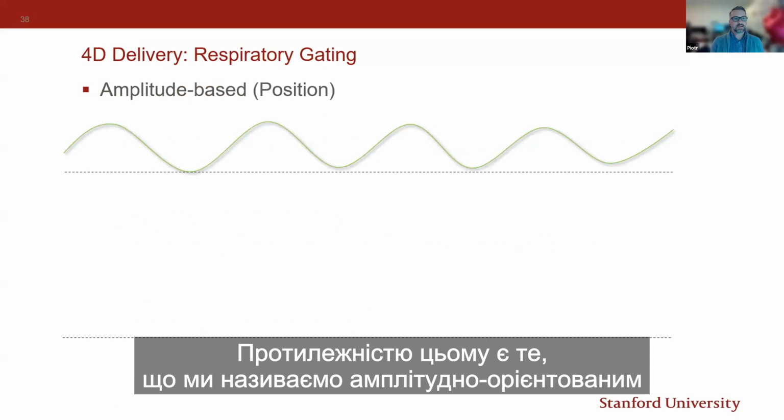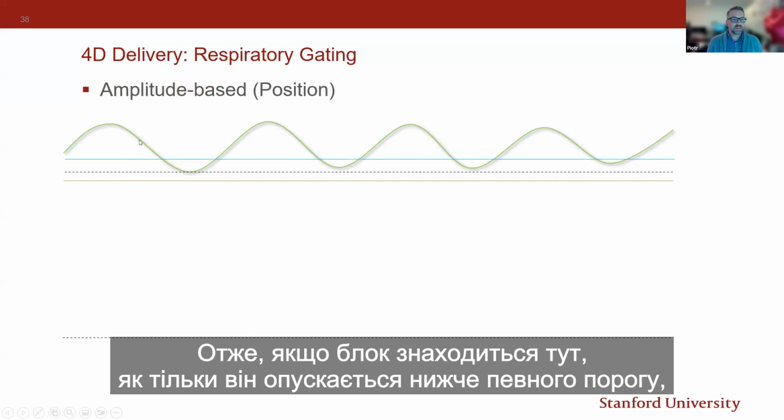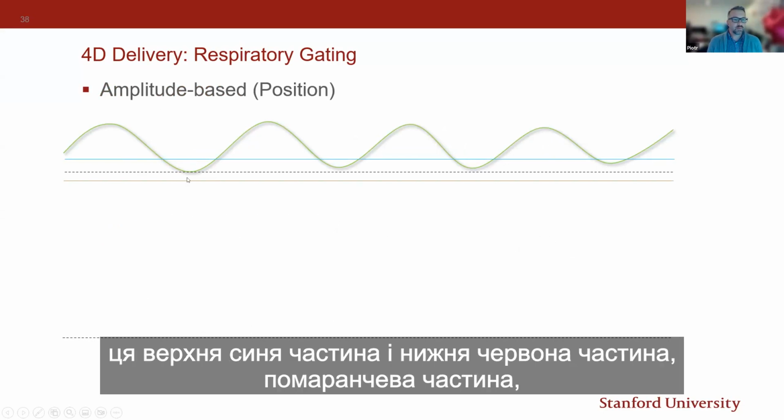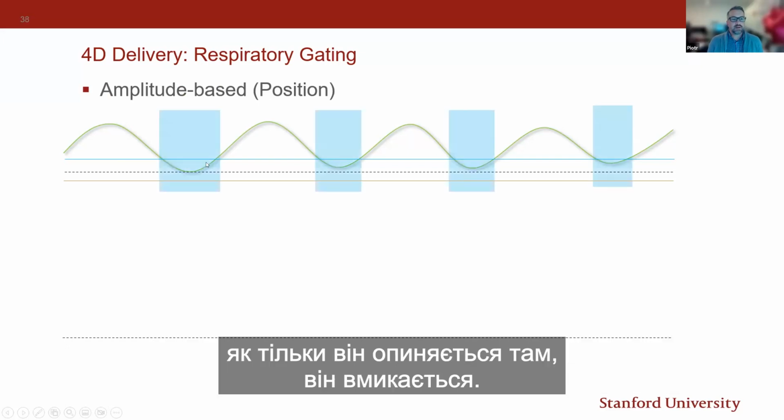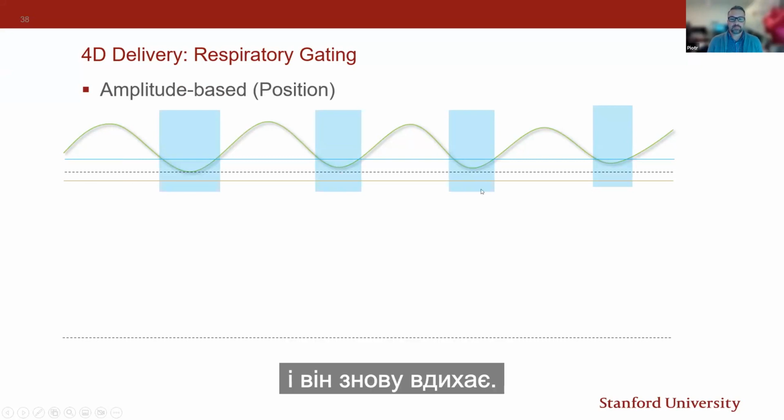The counter to that is something we call amplitude-based treatment gating. In this case, you're not looking at the rhythm of the patient, but at the absolute position of this block. So once it dips below a certain threshold, into this upper blue part and the lower red, orange part, the beam will turn on. The moment the patient breathes out of it, it'll turn off, and then turn on again.